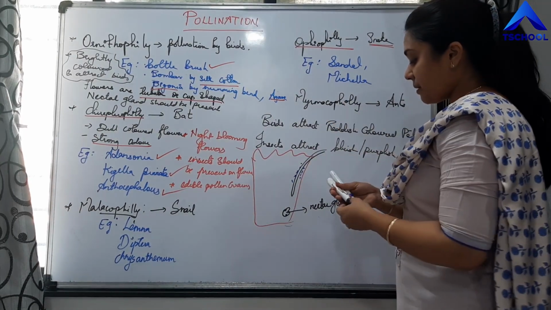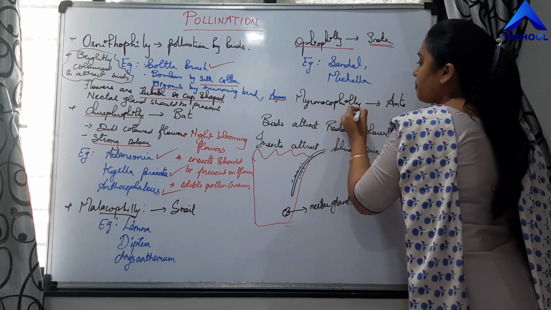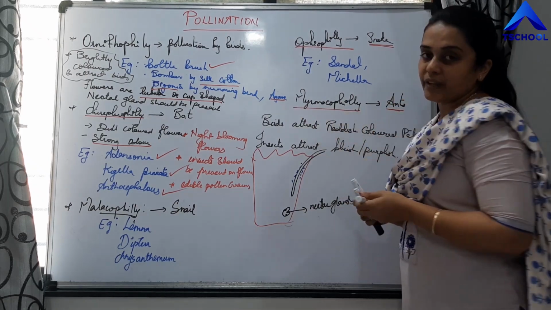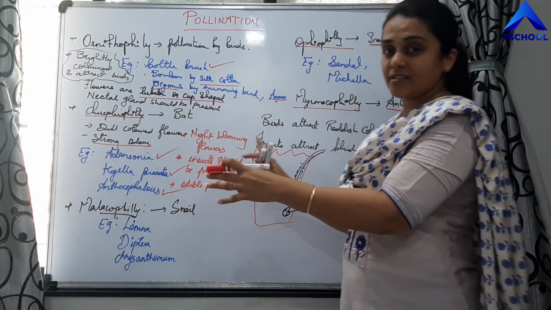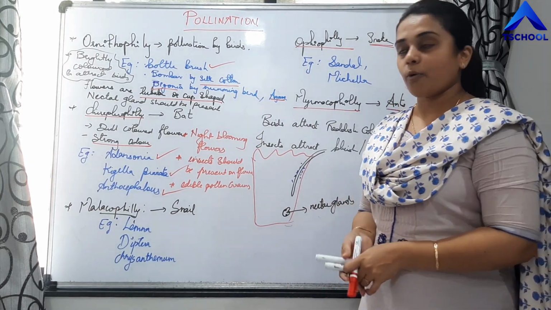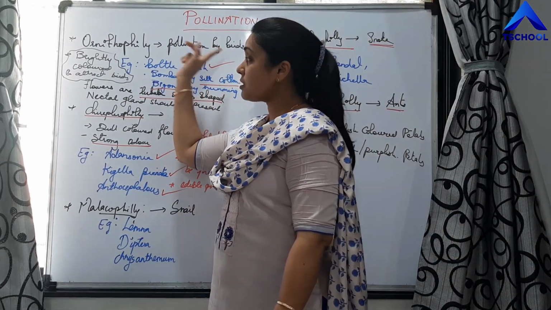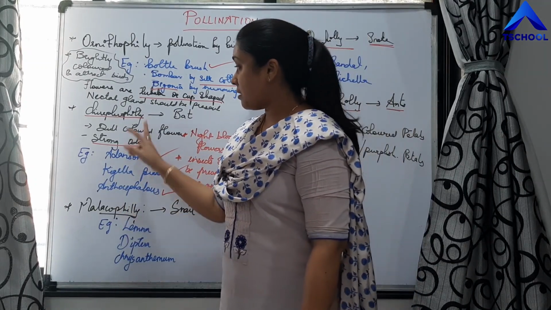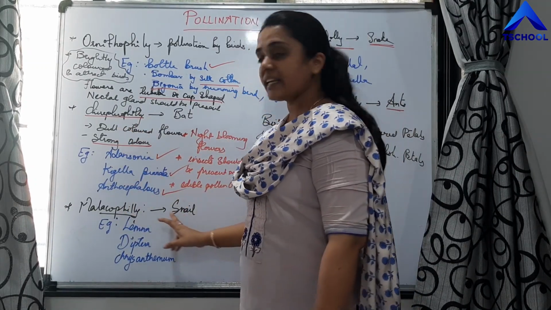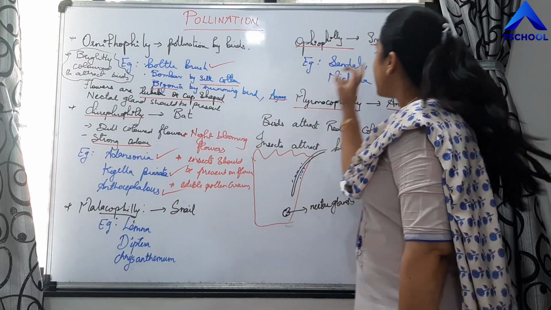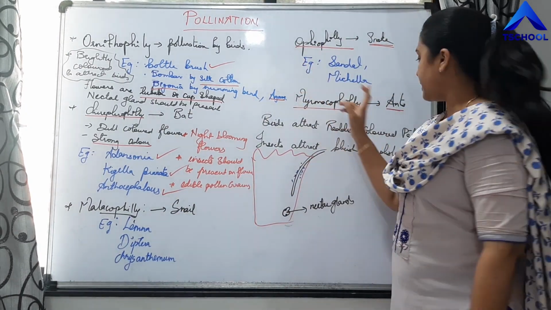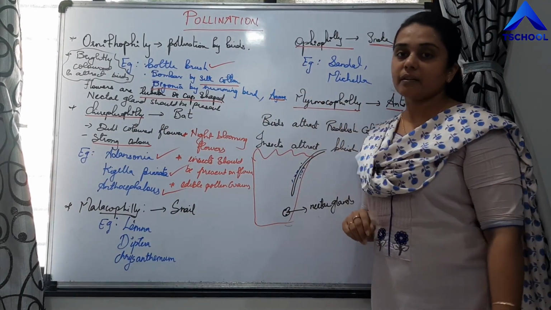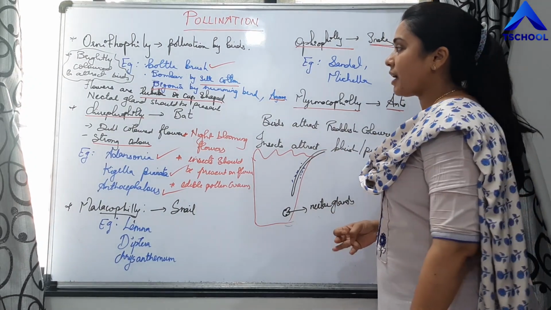The next is myrmecophily, right, where pollination is done by ants. So these are the different agents which also help in pollination. Birds, ornithophily; bats, chiropterophily; snails, malacophily; snakes, ophiophily; and ants, myrmecophily.